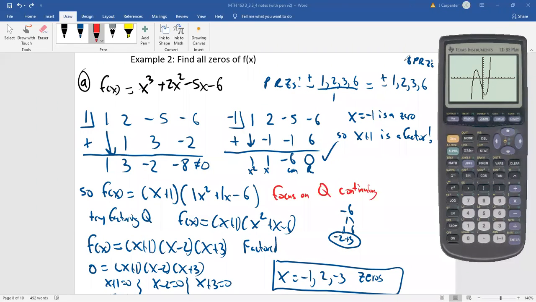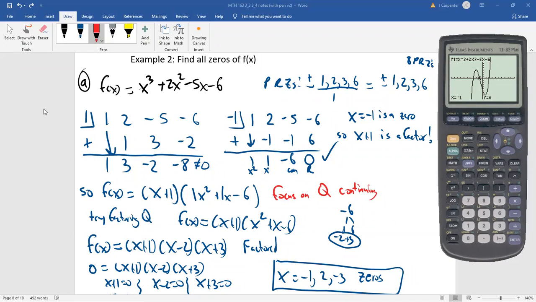If I hit the trace button, I can smoothly go along and see, okay, well, here's one. Negative 0.8, I'm focusing on the x value, negative 0.85, negative 1.0. So it's probably negative 1, but I'm not confirming it yet. To confirm it, after I hit trace I just type negative 1 and hit enter, and it will show me the exact y value for negative 1. So when x is negative 1, the y value is 0. Boom, I just confirmed that negative 1 works.